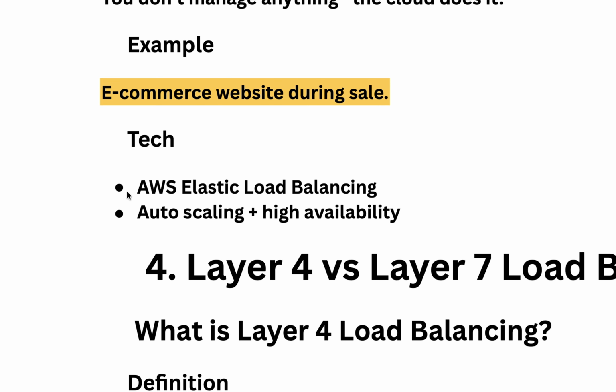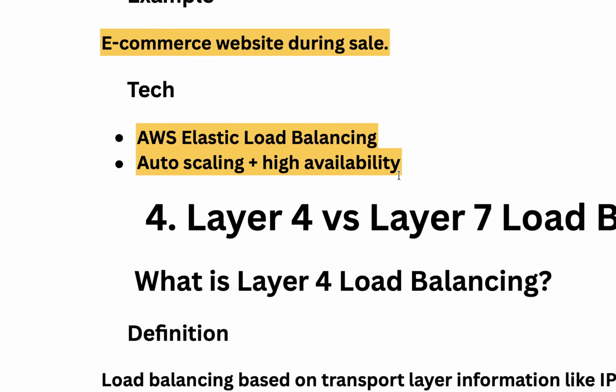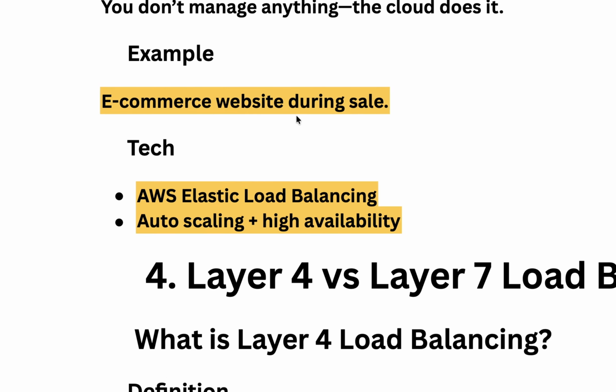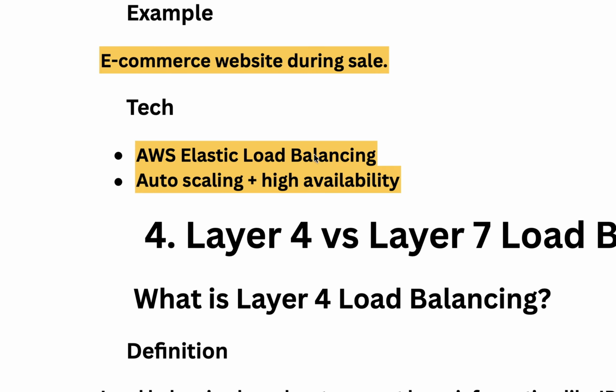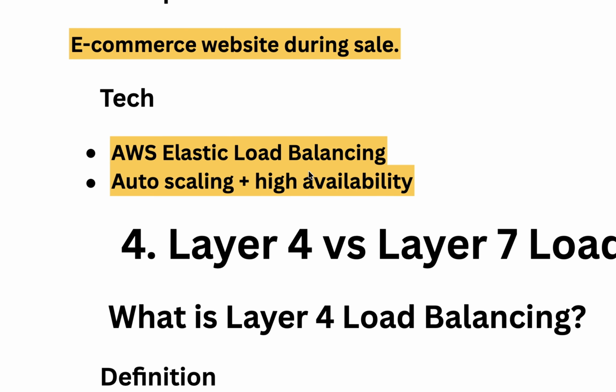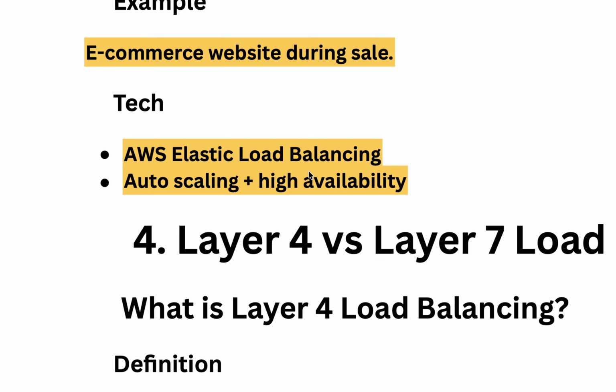So here are some providers: AWS Elastic Load Balancing. It has auto scaling plus high availability features. Auto scaling means, let's say in the first hour of opening the e-commerce website during a sale, 10k visitors came, and then 1 lakh visitors came, then it will auto scale the load balancing. No need to manage it ourselves, which would be such a hard task.